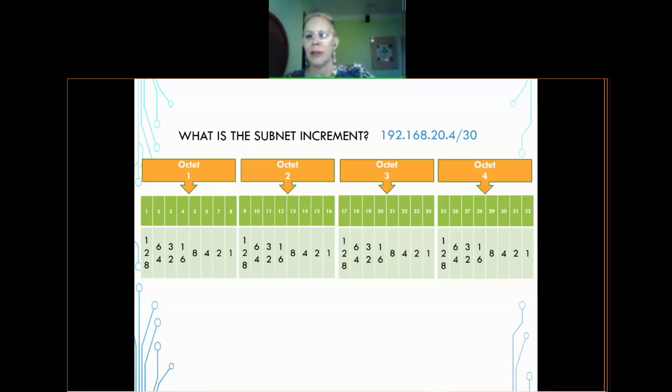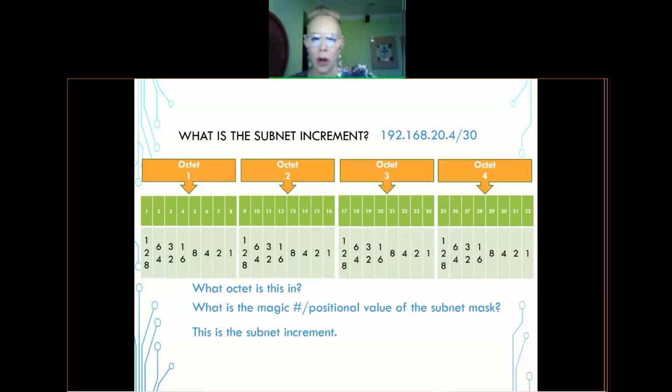So if I have this address, 192.168.20.4/30, what octet is that subnet ending in? It's ending in the 4th octet. Now, where does the last network bit fall? What positional value? Yeah, it's going to fall on the 4.